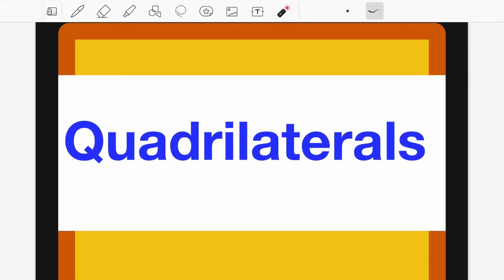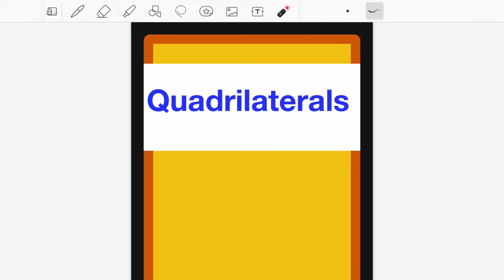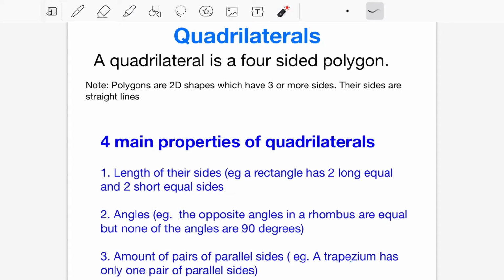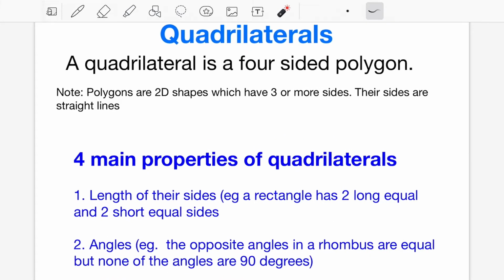Quadrilaterals. What is a quadrilateral? A quadrilateral is a four-sided polygon. But what is a polygon? A polygon is a 2D shape. Another name for a 2D shape is plane shape or flat shape. And these shapes have three or more sides, and their sides are straight lines.